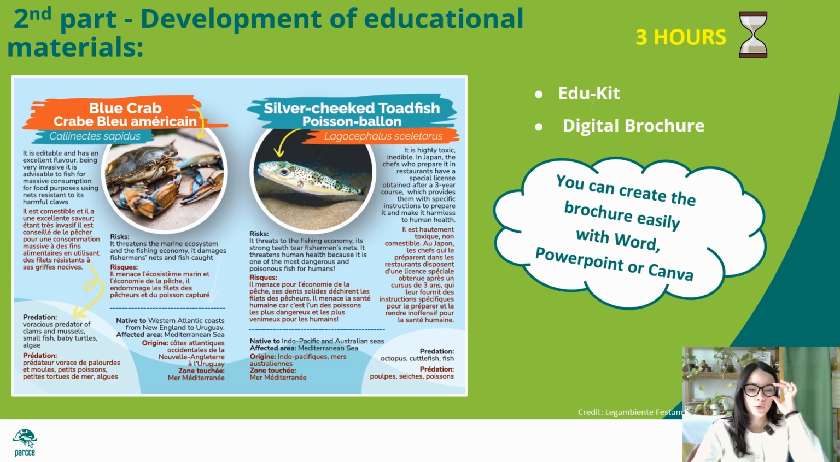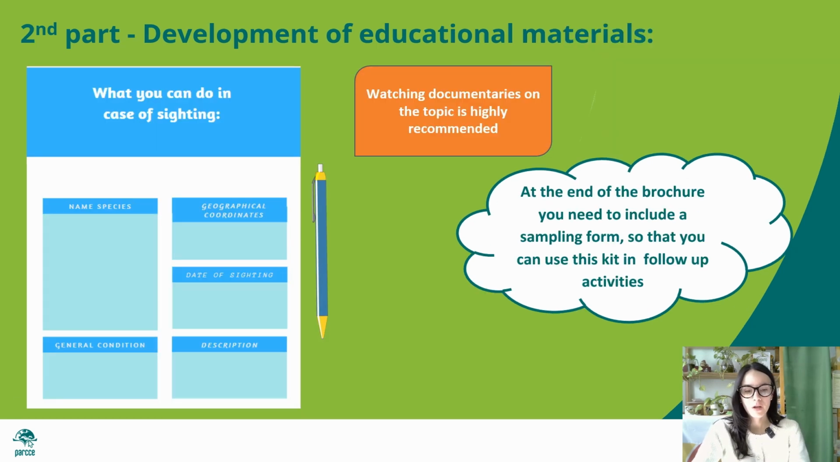This will include a field report form, where you can document species sightings during the outdoor activity, marked as follow-up or BioBlitz. You will also transform this field guide into a digital brochure for easy sharing with your community. For this activity, you don't need a specific program to create a brochure, but you can use Word, PowerPoint, or a Canva program.